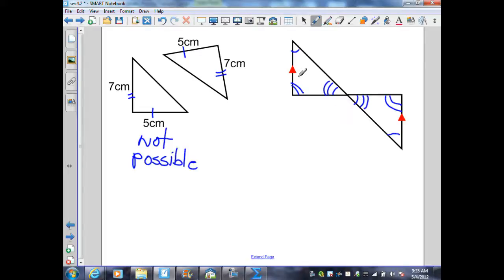In either case, I have all the angles congruent in each triangle, but I don't have any sides being congruent. Therefore, this is not possible. These two triangles are not congruent by the long method or by any of our shortcuts.